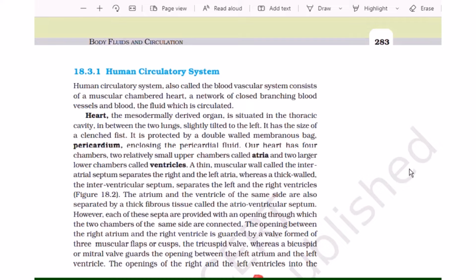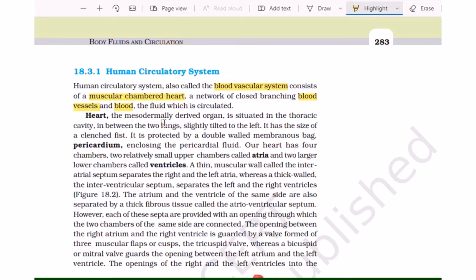Now, this is the human circulatory system, and the human circulatory system is also called the blood vascular system. What it consists of is the muscular chambered heart, a network of blood vessels, and blood. And blood is the fluid which is circulated in this circulatory system. So there are three parts: the muscular chambered heart, the blood vessels, and blood.